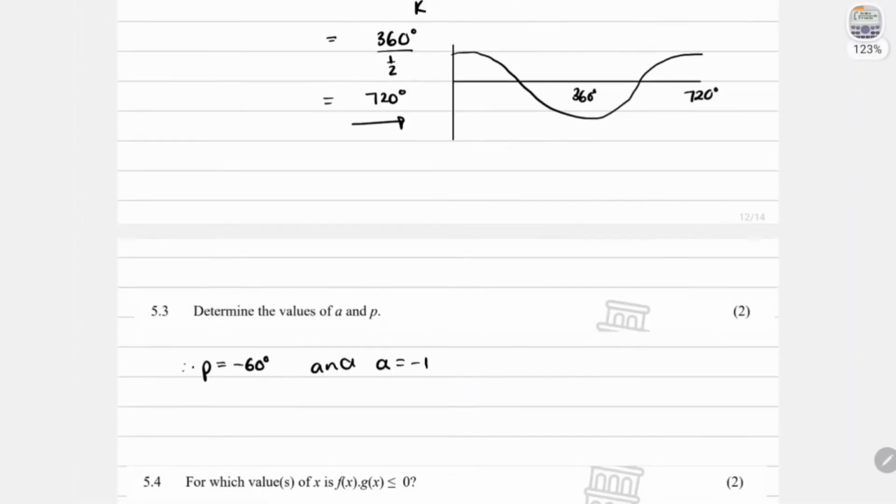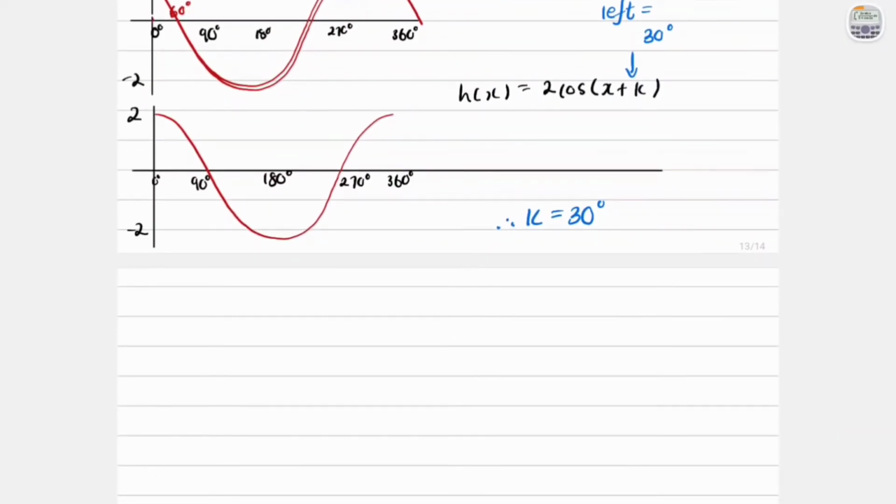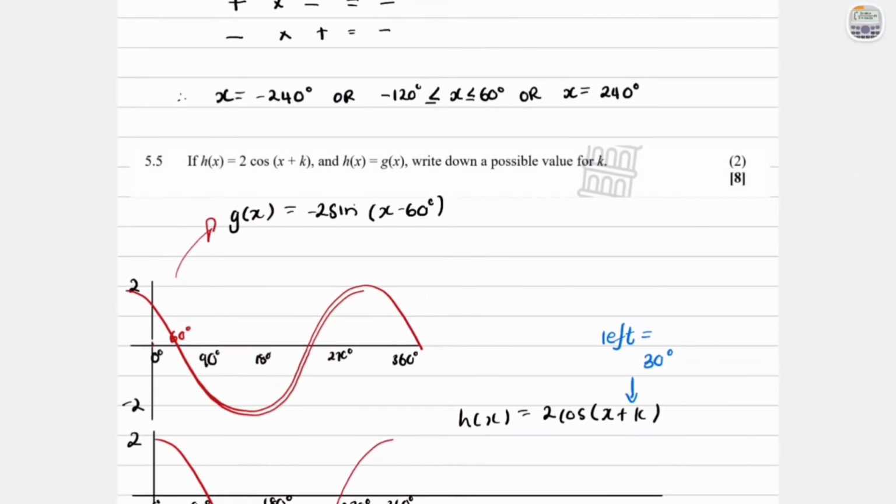And that is it for question 5 in this paper. And then we move on to question 6, which is on 2D and 3D trigonometry.